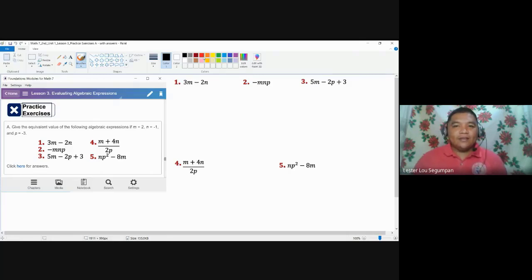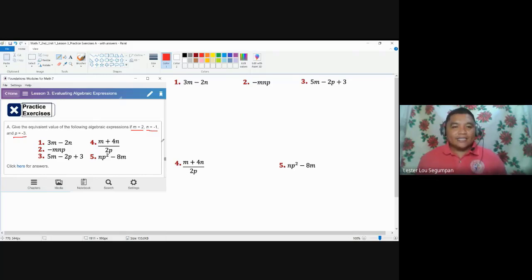And then we are given that m should be 2, n is negative 1, and p is negative 3. For the given situation, we will be using these values for numbers 1, 2, 3, 4, and 5. But of course, it doesn't mean that if we meet another m, another n, another p, m is still 2, n is still negative 1, and p is still negative 3. Just for this practice exercise, we will be using these values. When we go to another problem that may also use m, n, and p, it depends on the situation what the values of those variables would be.